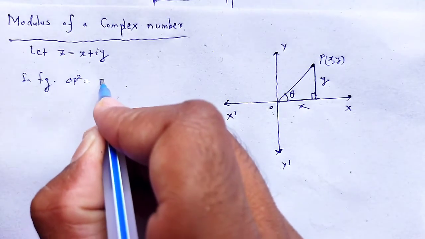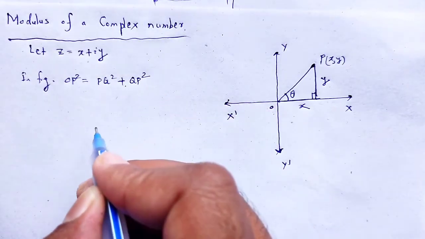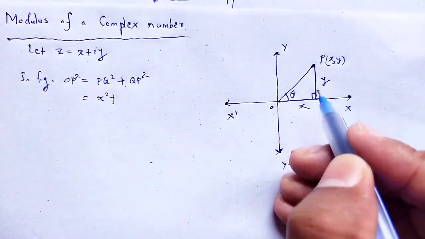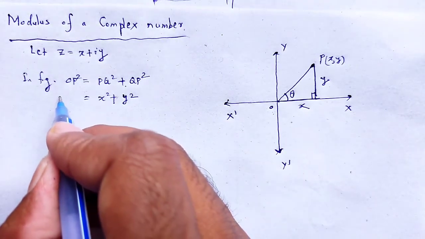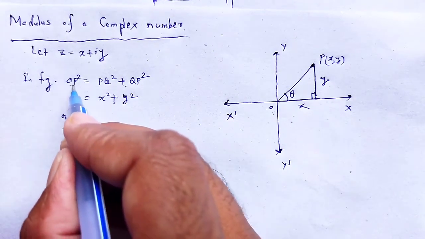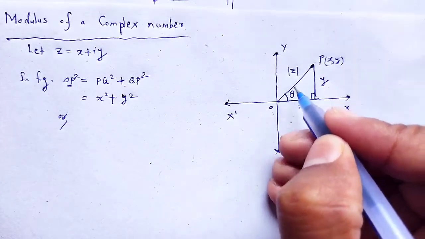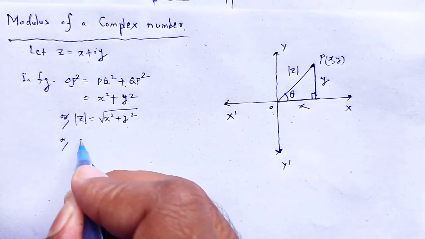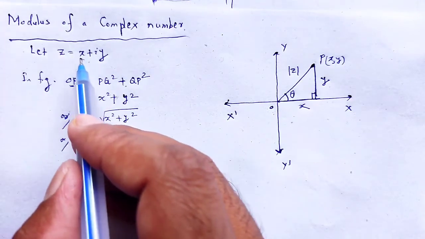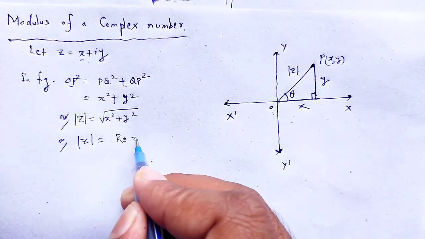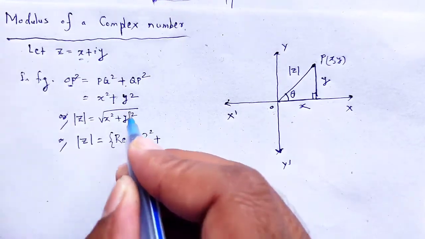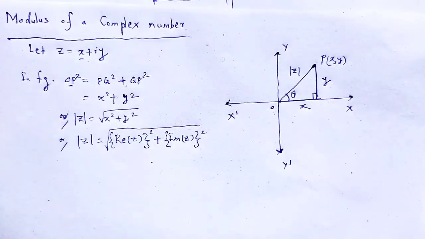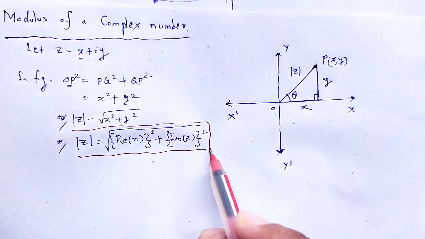OP square is equal to PQ square plus QP square according to Pythagoras theorem. So, PQ square is equal to x square, QP square is equal to y square. OP square is the magnitude of z, which is equal to the square root of x square plus y square. Magnitude of z is equal to the square root of, what is x? X is the real part of that complex number. So, real part of z square, what is y? That is the imaginary part. So, imaginary part of that complex number square, and its under root. In this way, we calculate the modulus of a complex number.